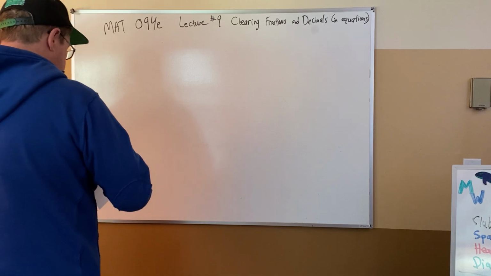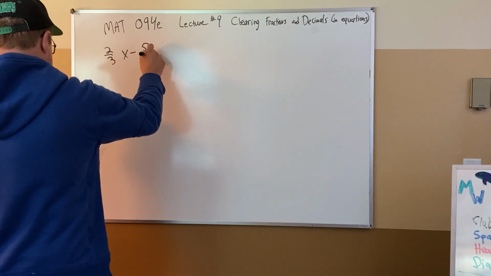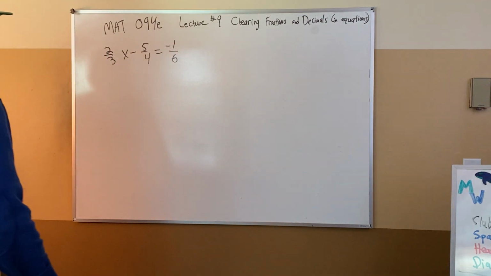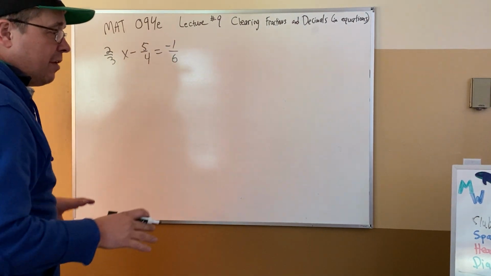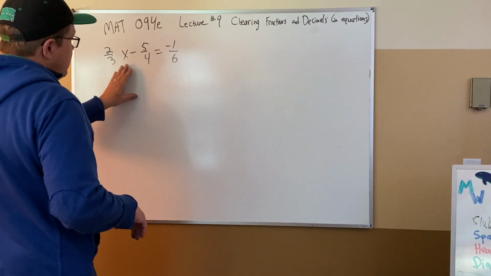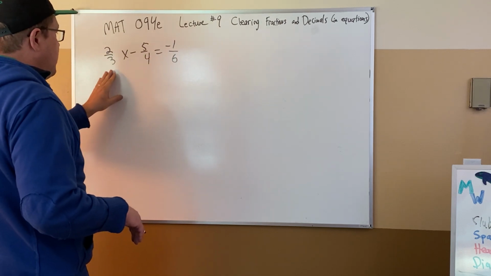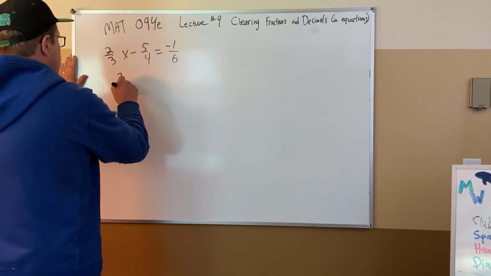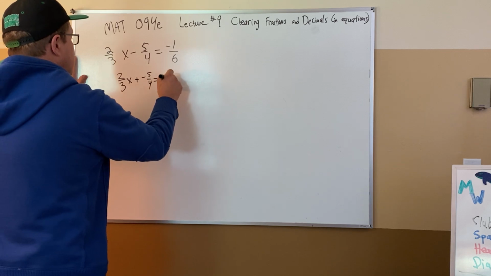Get ready. Here's an equation: 2/3 x minus 5/4 equals negative 1/6. With a fraction calculator, this is not too bad, but let's see what we can do if I don't have a fraction calculator and I don't know how to clear fractions. There's my x, here's a number, there's a number, no x over here. That's a positive x, which is better than a negative x. I'm going to keep that, and I'm going to get rid of the negative 5/4. So here we go, 2/3 x plus negative 5/4 is equal to negative 1/6.